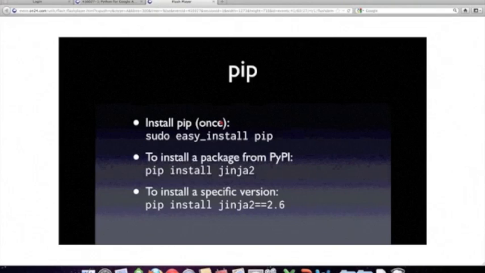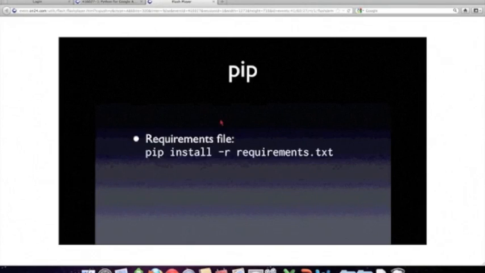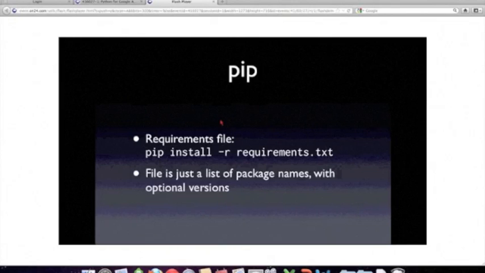There's a feature of pip that is really useful for setting up an App Engine environment. It's called a requirements file. A requirements file is just a file with a list of package names and versions in it. So I can have a text file that says these are all the things that I use and these are all the versions of the things I use. To install all those packages at once, I just say pip install -r and then the name of the requirements file.